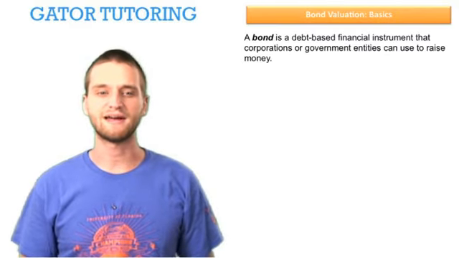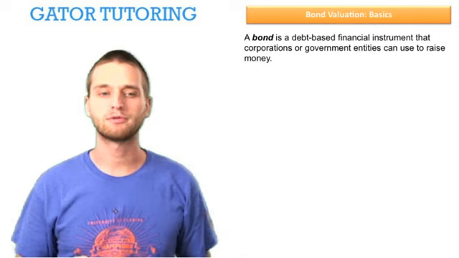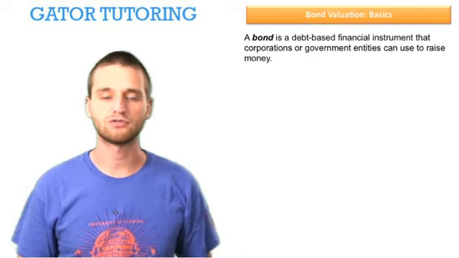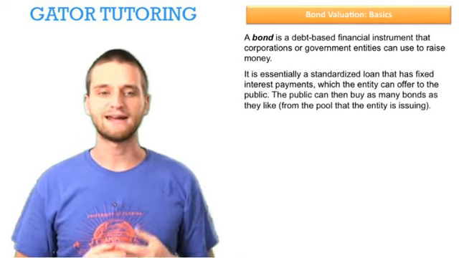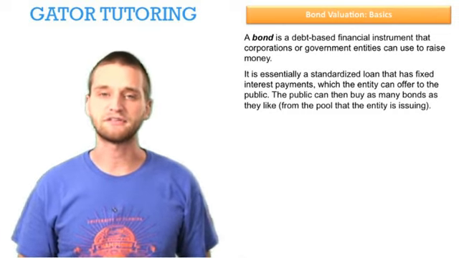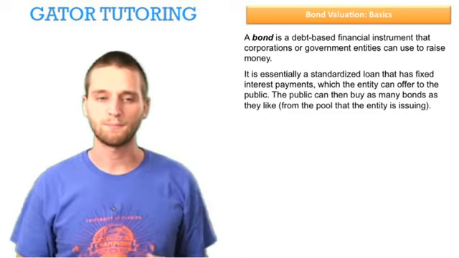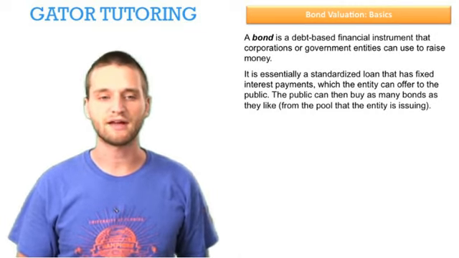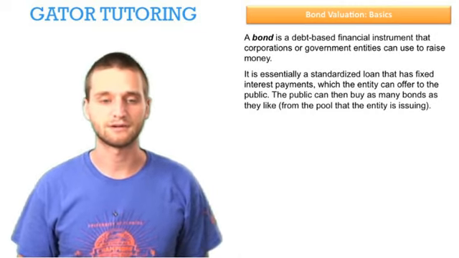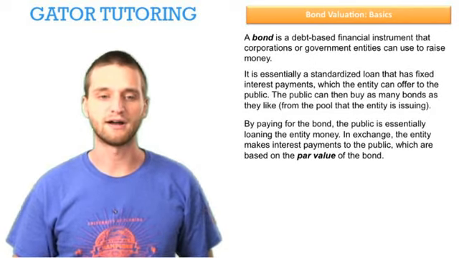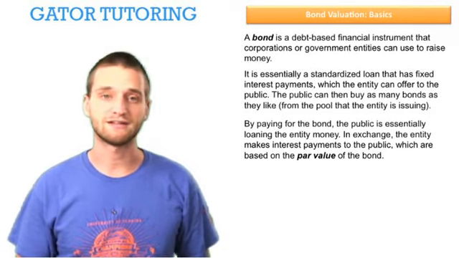A bond is a debt-based financial instrument that corporations or government entities can use to raise money. It is essentially a standardized loan that has fixed interest payments, which the entity can offer to the public. The public can then buy as many bonds as they like from the pool that the entity is issuing. By paying for the bond, the public is essentially loaning the entity money.